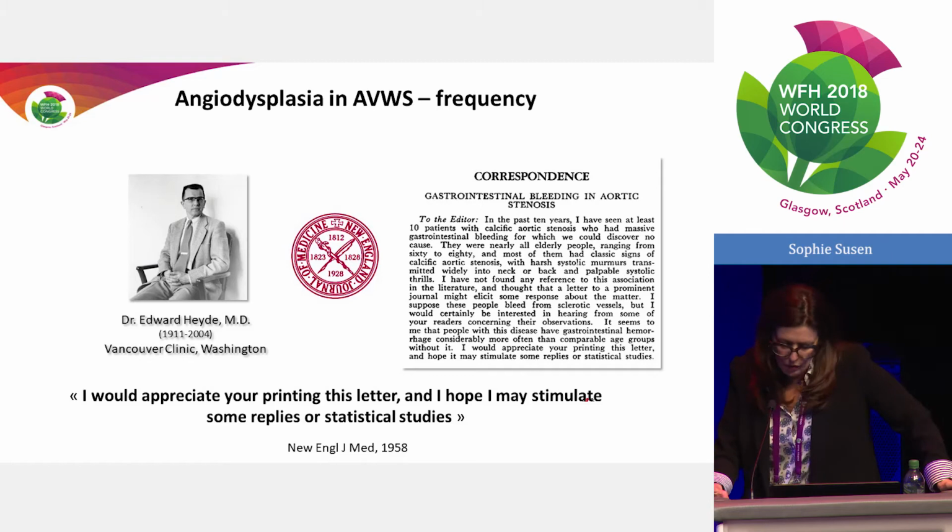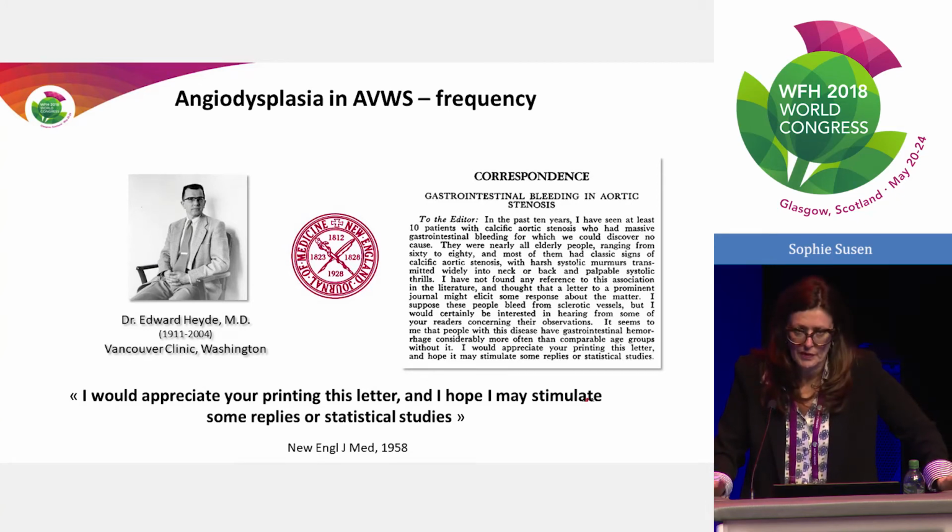Let's go to acquired von Willebrand syndrome. The first to report the frequency of the association of angiodysplasia and acquired von Willebrand syndrome was Dr. Heyde, who reported the association of GI bleeding in aortic stenosis in 10 patients. Since then, this syndrome has been much better identified.